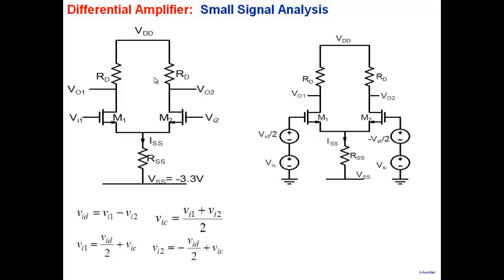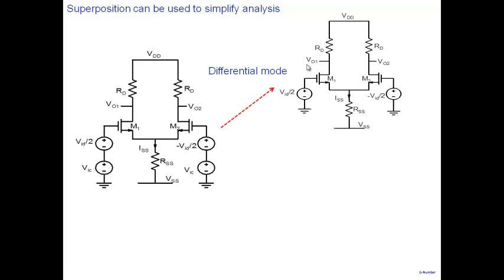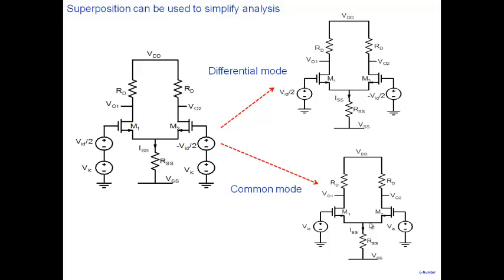So a differential pair with an arbitrary voltage applied here and an arbitrary voltage applied here can be represented in this form, with a signal which is differential, VID by 2 and minus VID by 2, and a signal which is common mode, VIC and VIC. Okay, so we write it in this form. And then we do two kinds of analysis. Because we are doing small signal, the circuit is linear, so we use superposition. First we take VID by 2 and minus VID by 2, and we get this part of the circuit, which is a differential mode analysis. Then next we take VIC and VIC, and we get a common mode part.